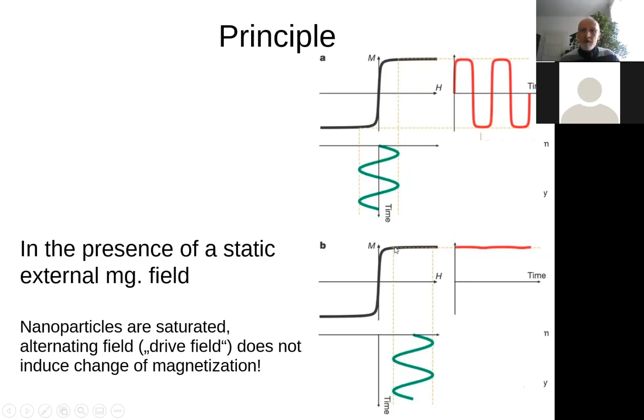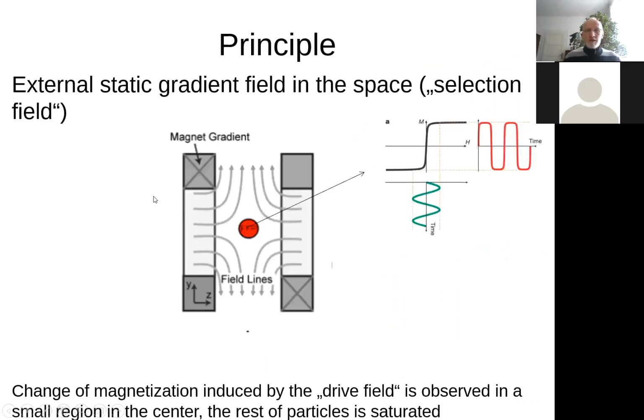of the curve. So they are at the minimum drive field, and then the maximum drive field, they are still saturated. So only at zero field, I can see the response of the magnetization. If there is an external static field, I cannot see any change of magnetization. And this is important for spatial resolution in magnetic particle imaging.